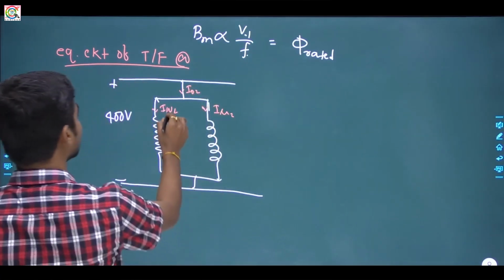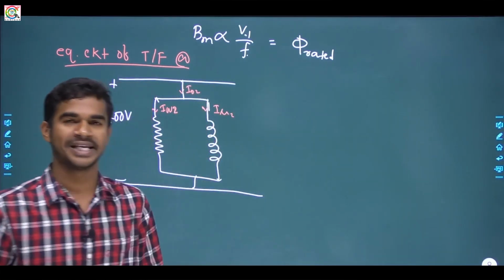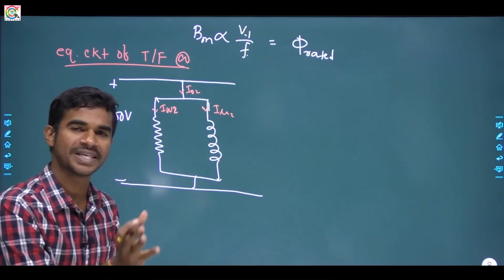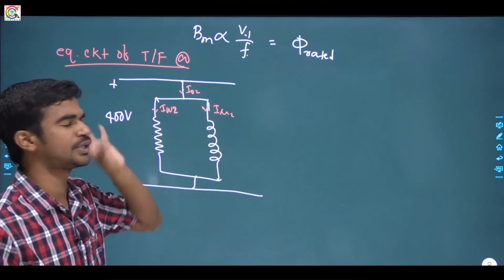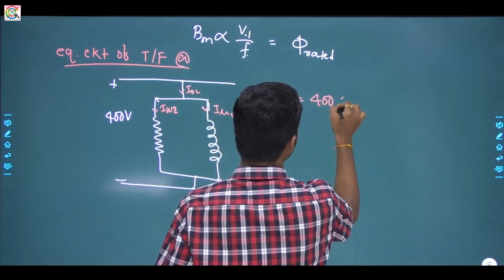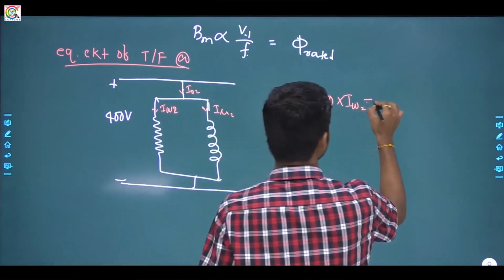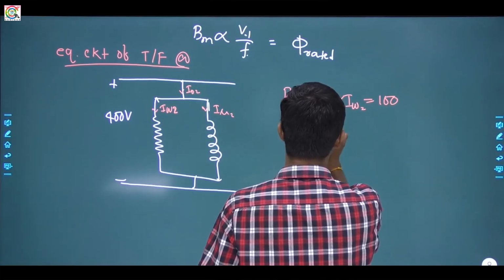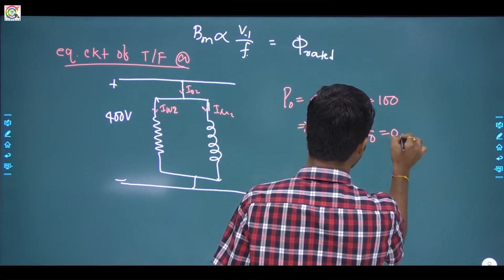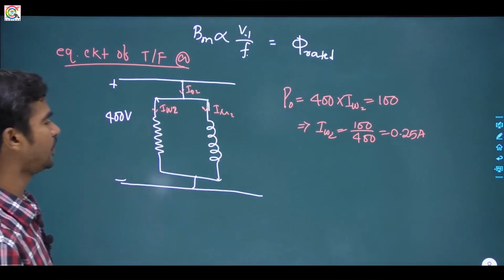So how will we get Iw2? You know the iron loss is constant, that is 100 watt. So tell me the expression for iron loss or open circuit power for this equivalent circuit. It will be P naught is equal to 400 into Iw2. P naught is 100, so Iw2 will be 100 by 400, which equals 0.25 ampere.